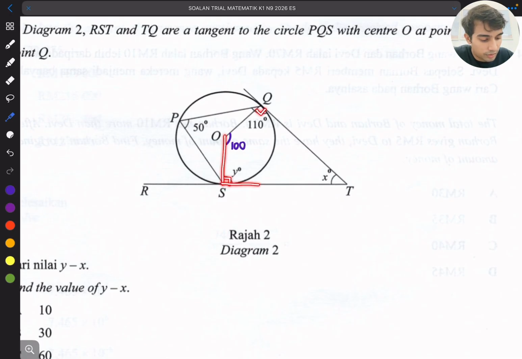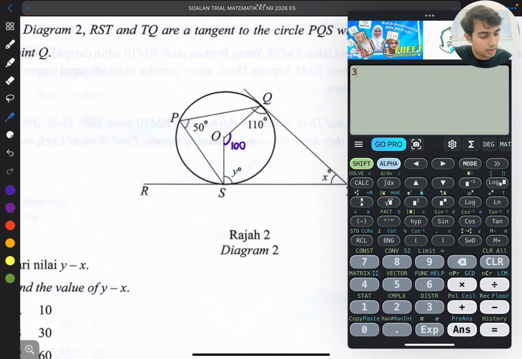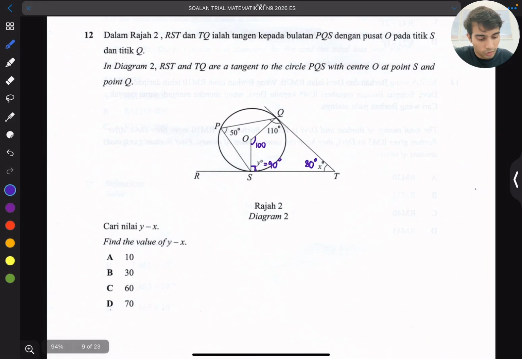And this is a four-sided shape, a quadrilateral. Four-sided shape, the total interior angle will be 360. So 360 minus 90 minus 100 minus 90, we can get x. Because total is 360, we minus all the angles. X is 80. Y here is 90. Done. So y minus x will be 90 minus 80, which is 10.